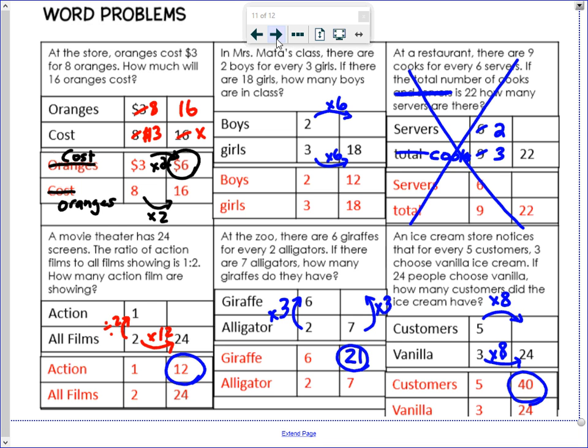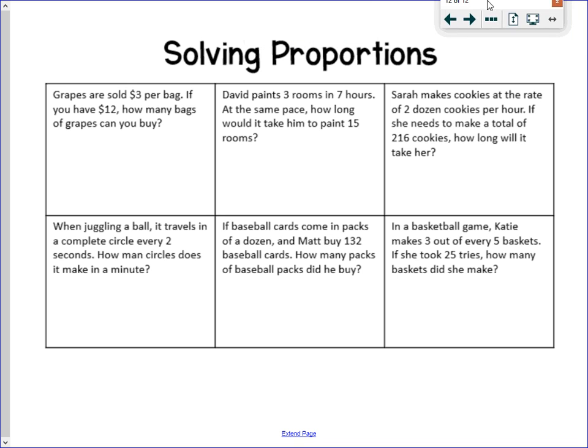All right, one more page of practice, and we will be done. Grapes are sold at $3 per bag. If you have $12, how many bags of grapes can you buy? So I'll go ahead and draw our table here.